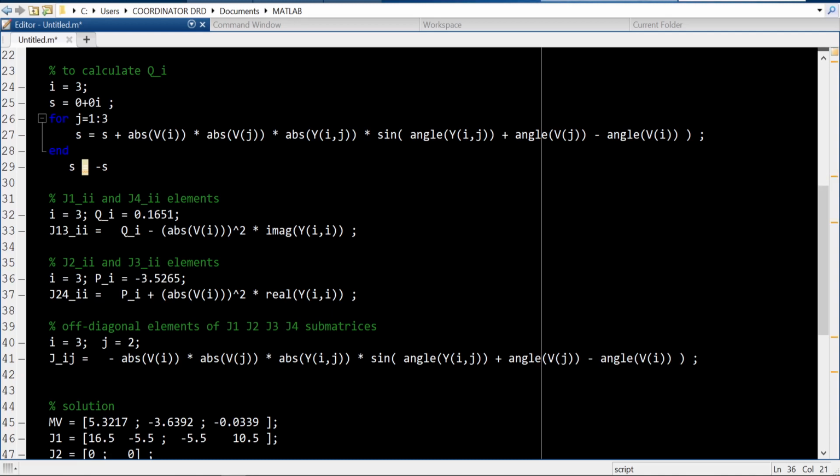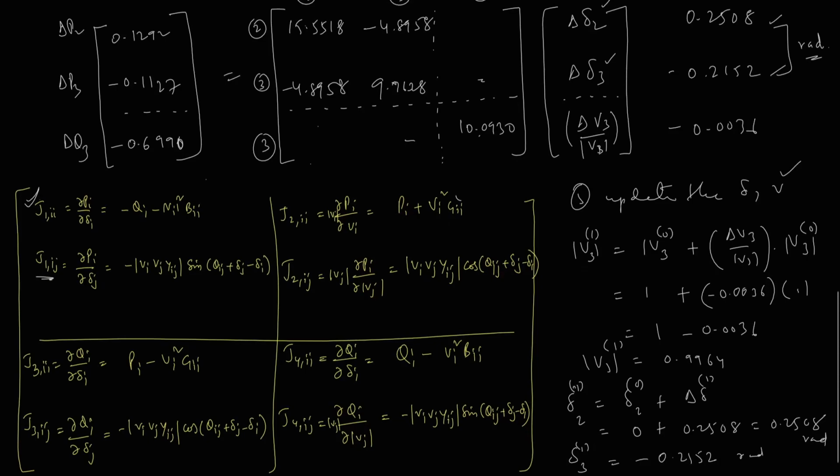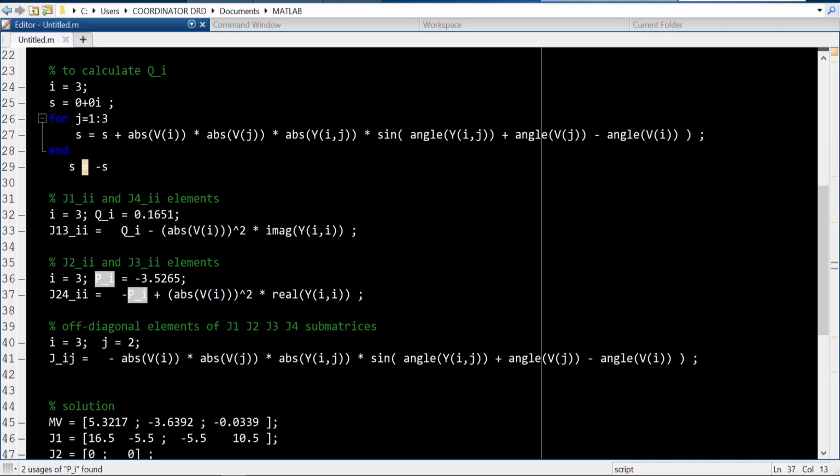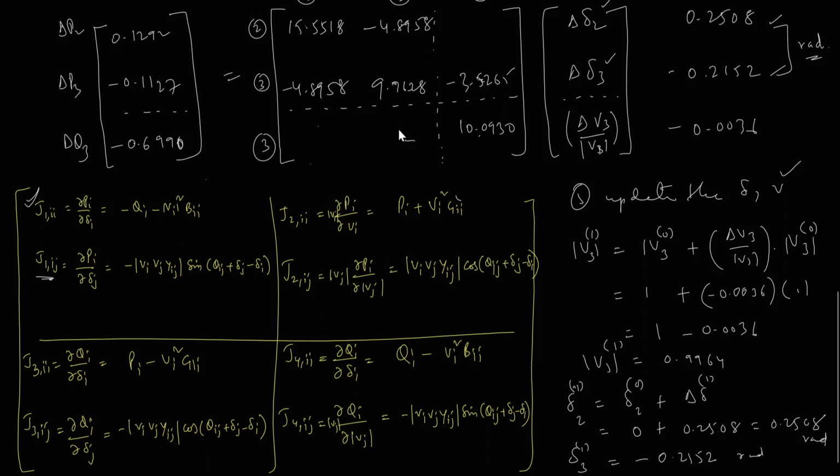And what about this equation? This is plus and this is also plus. Okay, so I am evaluating this to get J2P3. So this is minus 3.5265. Same I got, minus 3.52.